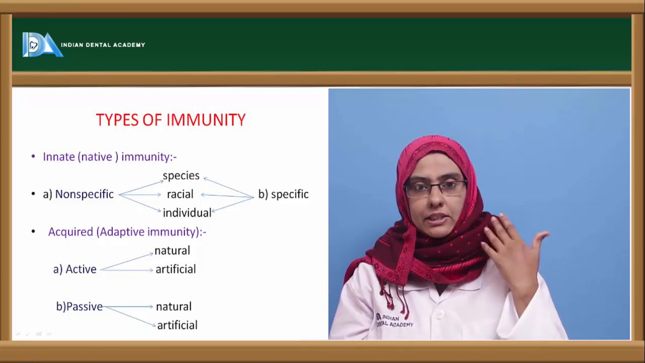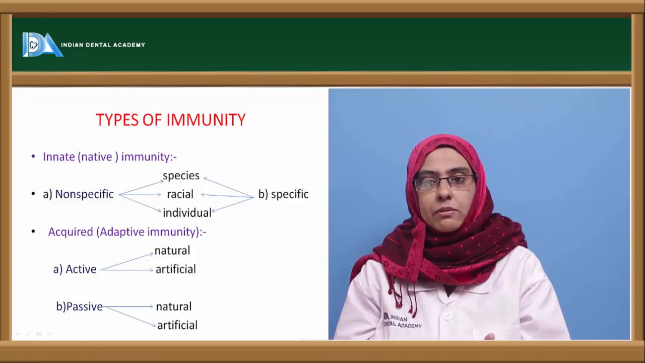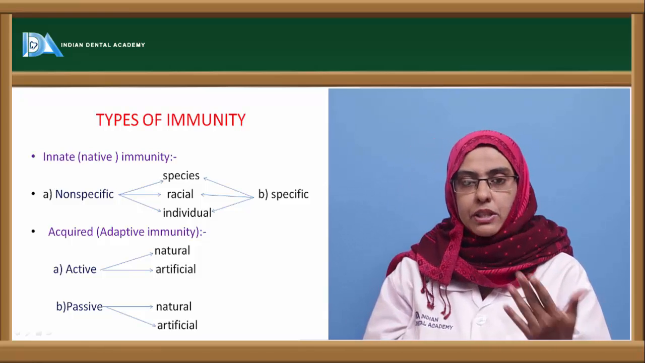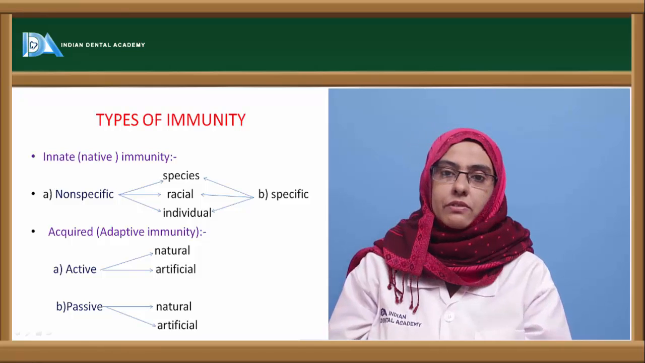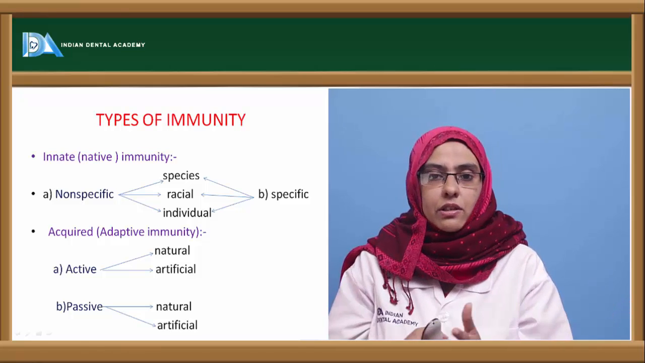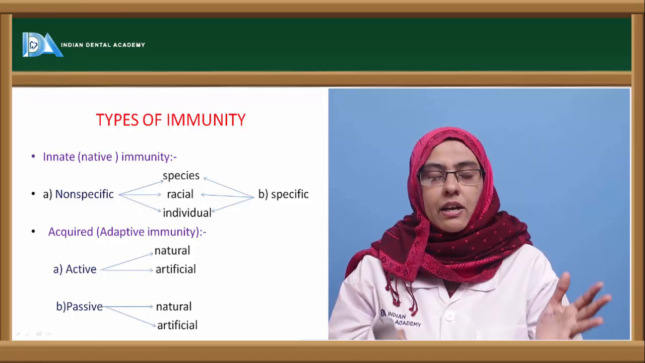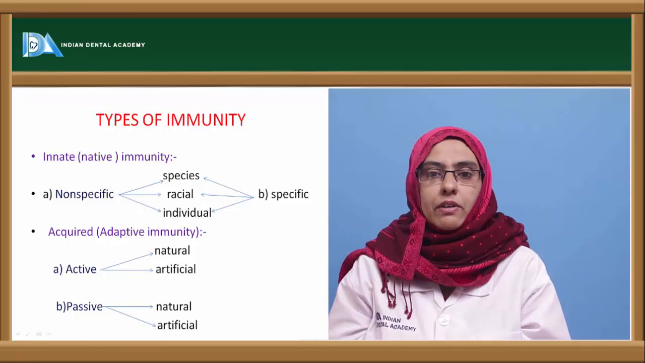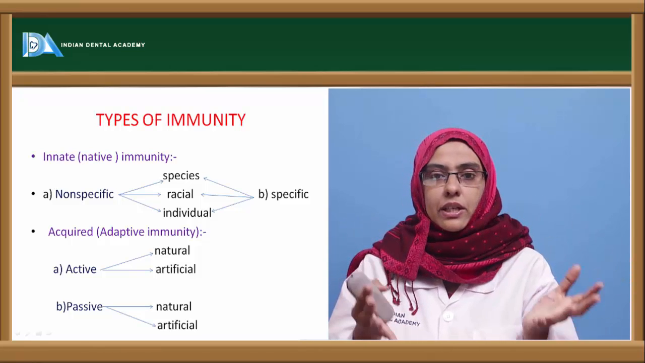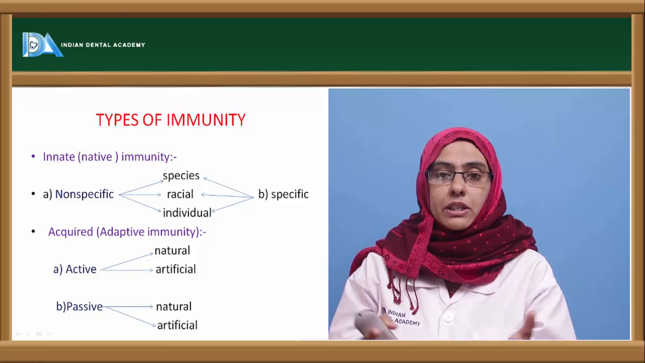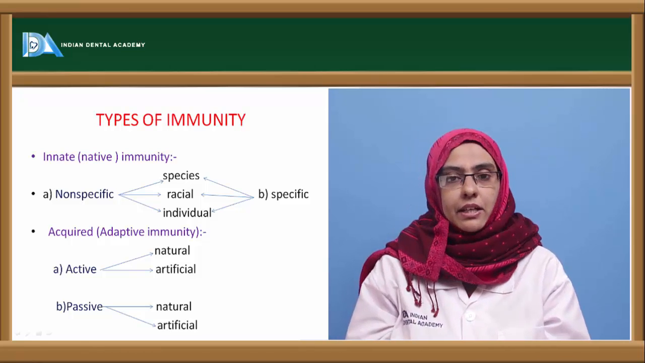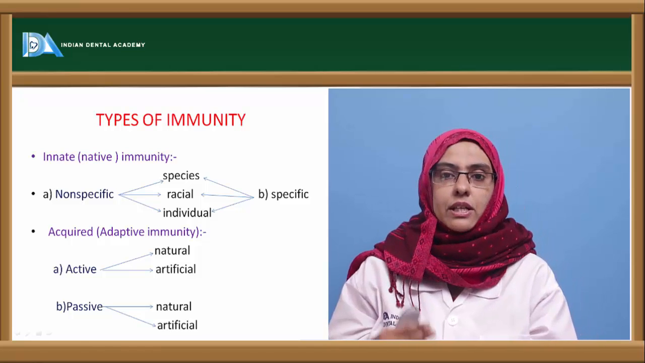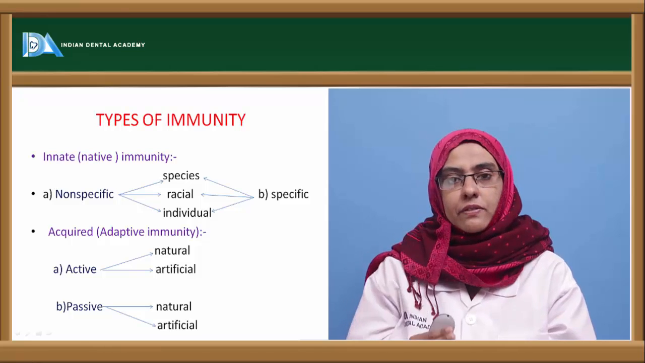Here again we can classify innate or non-specific or native immunity into species immunity, racial immunity, and individual immunity, because all individuals are not the same. We differ from each other person-wise, as well as area-wise and environment-wise. So depending upon all these conditions, there is a species immunity, a racial immunity, and also an individual immunity. Whereas acquired immunity you can classify into two major types: active immunity and passive immunity, which I will be dealing with later.